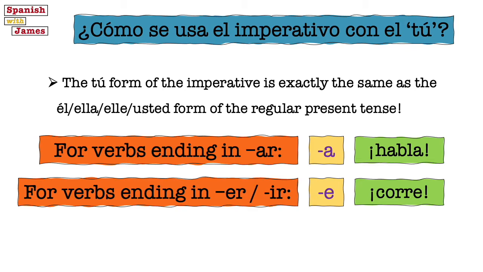To tell someone decide, you could say, decide. So it's exactly the same as él corre, ella decide. So it's nice and easy with the tú form. And this is great news because the tú form is probably the form that you're going to use the most.